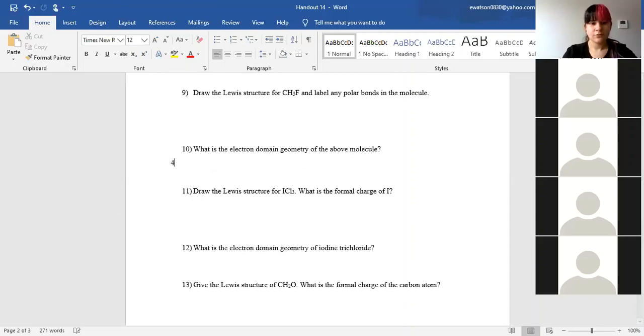4 regions of electron density. And all 4 of them are from bond regions. So we have 4 regions of electron density. What does that make our electron domain geometry? Tetrahedral.